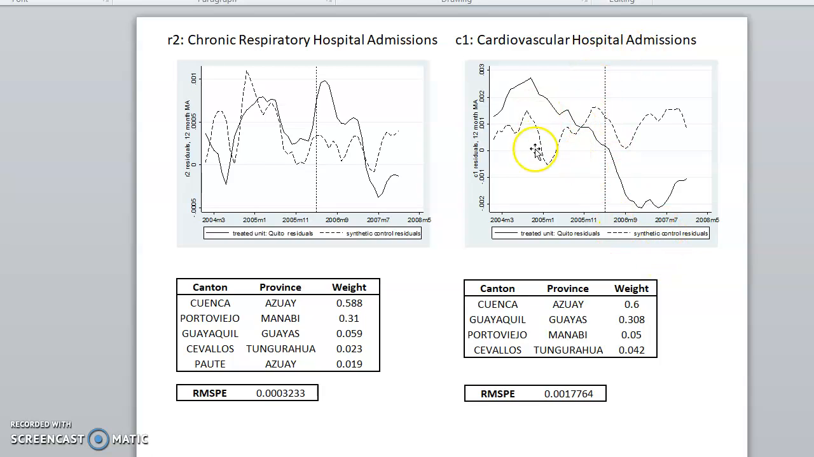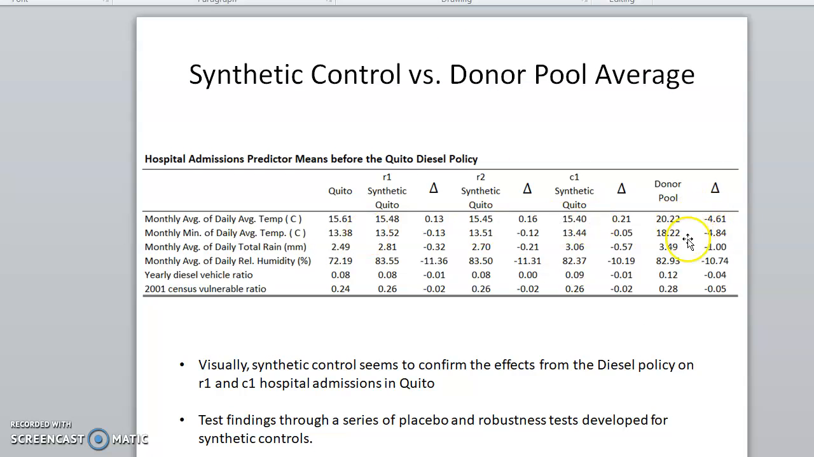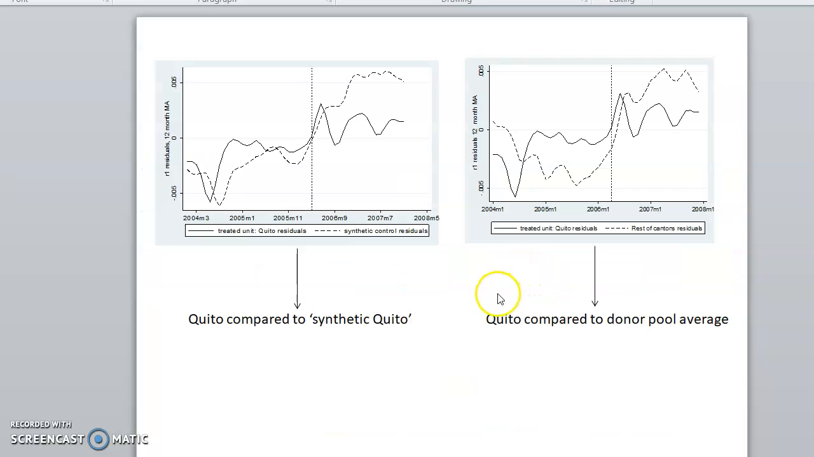Now, the fit isn't perfect, but it is much better if I compare it to just the average of the other cities in Quito. I'm using 34 cities for my synthetic control analysis, and we can see it here in the graphs, doing the synthetic controls fits my line much better than if I just compare it to the average of all the other cities in Quito.